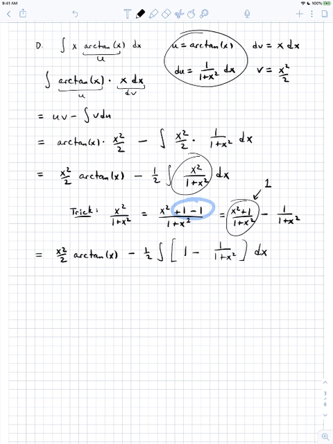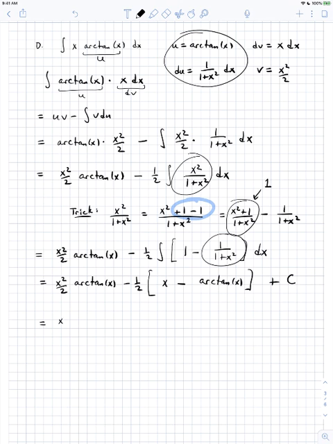Now at first glance this might seem like we haven't gained any ground, but we actually know an antiderivative for both of these terms here. Well, certainly an antiderivative for 1 is x. So this is going to be equal to x squared over 2 arctangent x minus 1/2, and now we're integrating term by term. An antiderivative of 1 is just x, minus an antiderivative of 1 over 1 plus x squared. Now that should look a little bit familiar because we've just seen it right here. We saw that the derivative of arctangent of x is 1 over 1 plus x squared. Now we want the antiderivative of 1 over 1 plus x squared. So that's just going in the reverse direction. So it's just arctangent of x. And then we throw in a plus c because we're computing an indefinite integral.